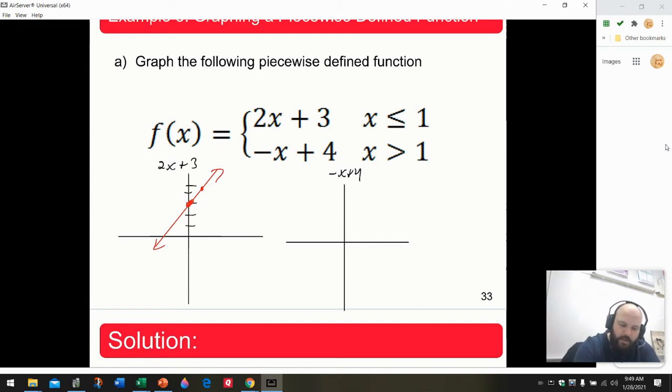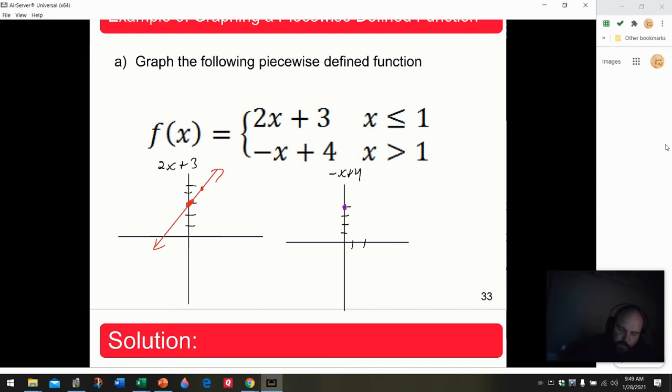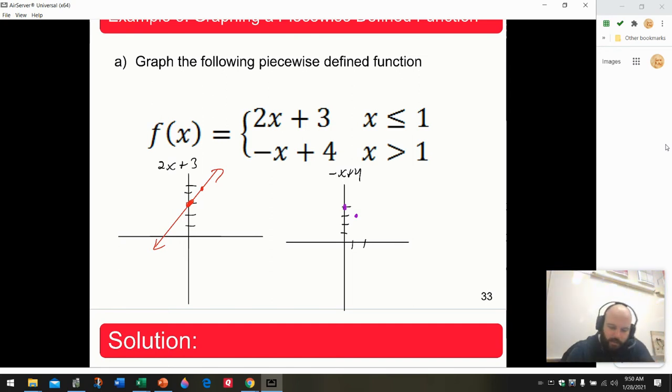Now the next one, the negative x plus 4, we're going to do that in a similar way. We're going to go ahead and go up 4, and let's use purple for this one. So I'm going to go up 4, put a dot. Then I'm going to go down 1 over 1 and put another dot. And I'm going to graph this line right here.